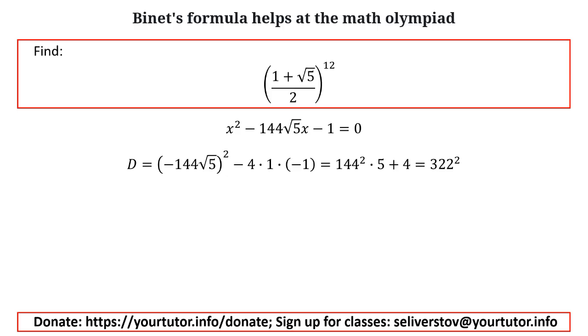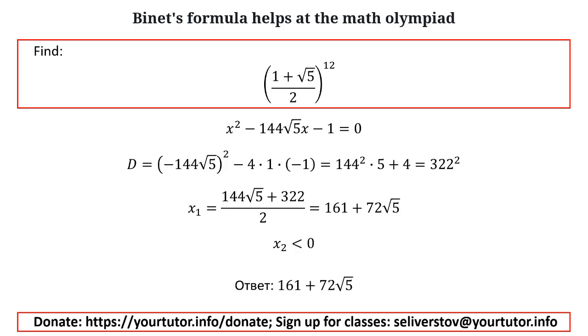Then the first root of the equation is equal to the following expression, and the second root, according to Vieta's theorem, is negative and isn't suitable. So we have the final answer. As you can see, sometimes it is useful to know a little more than the school math program gives.